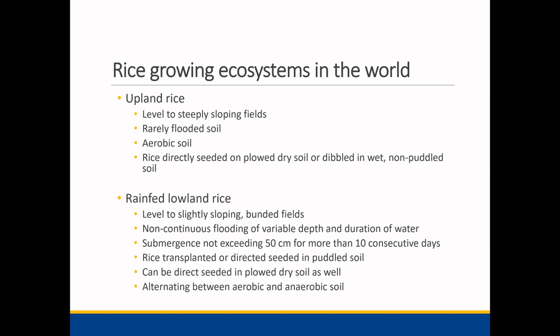Because it's not a flooded condition. We are talking about the upland rice system, so it's mostly planted in the dry soil, or maybe you can make a hole when it's a little bit wet, but non-puddle soil.